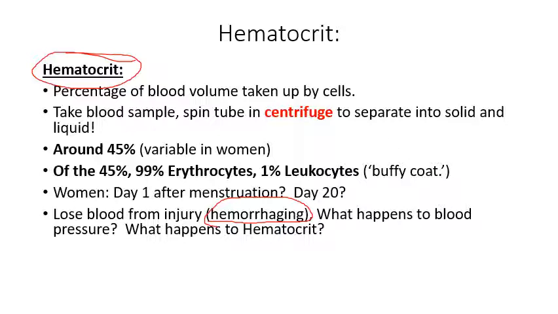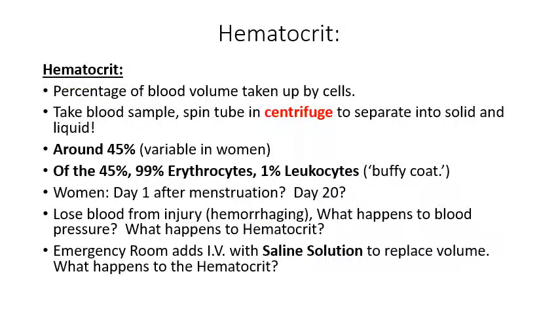The answer is that it will do nothing, because you lost both cells and serum at the same time. So the fraction of the blood volume that's taken up by cells will remain the same. If you lose blood due to hemorrhaging, you have a lower blood volume. Your blood pressure will probably drop, but the hematocrit will not change.